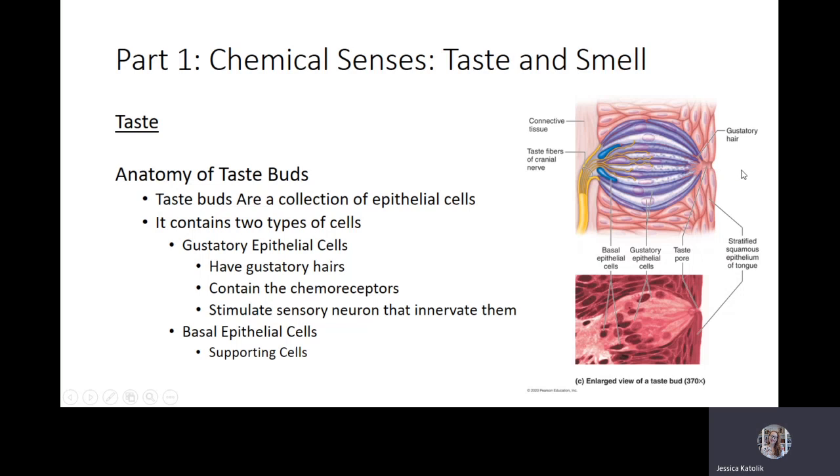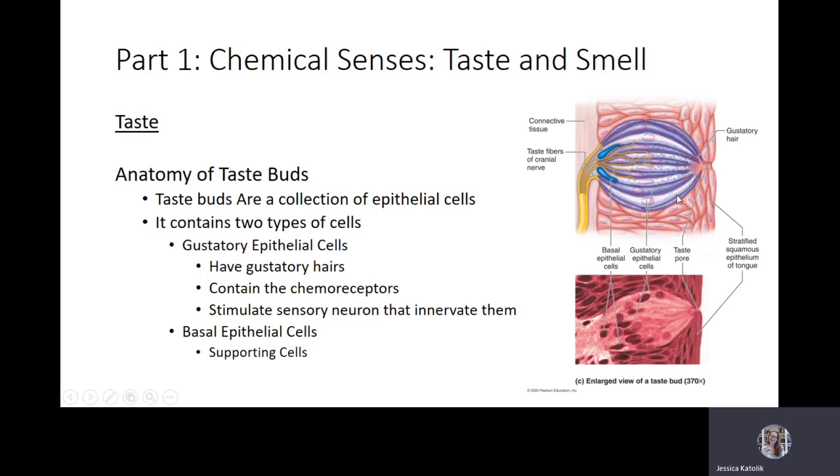The taste chemical will come in through the taste pore, bind to these gustatory hairs, and activate the gustatory epithelial cells. It is important to note that the gustatory epithelial cells themselves, even though they have the receptor, are not a sensory neuron. The sensory neuron comes very close to these gustatory cells, and when these cells become activated, they release a neurotransmitter onto the sensory neuron, which becomes activated and carries that information to the central nervous system.